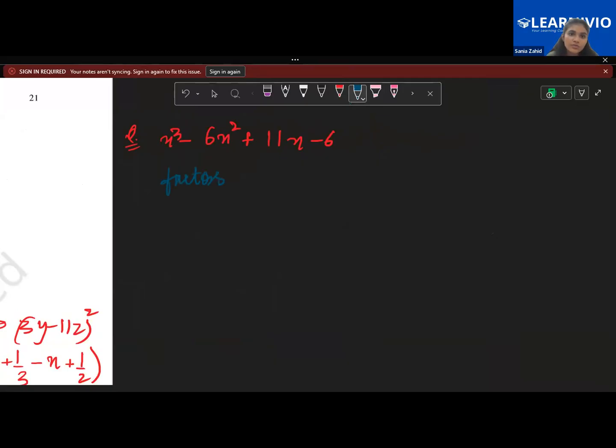All of you, tell me in order. Don't just tell me like that. 1, 2, 3, and 6. These are the factors.